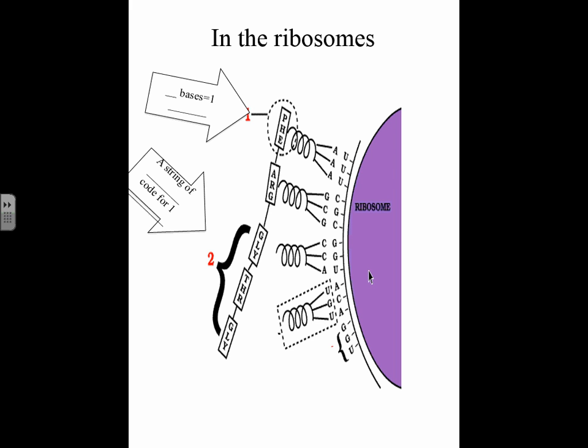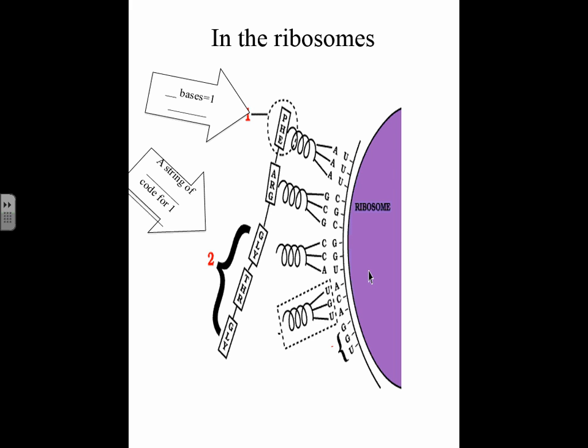Adenine always goes with thymine. Thymine always goes with adenine. Guanine always goes with cytosine. And cytosine always goes with guanine. They can never switch up. But on here we have some other things, and we're going to talk about that in just a minute.